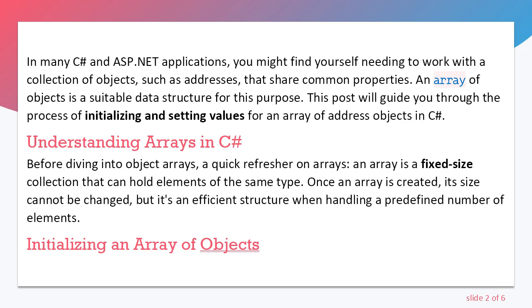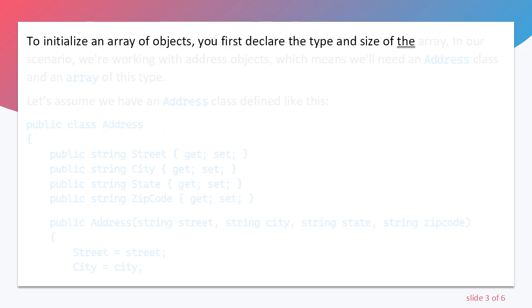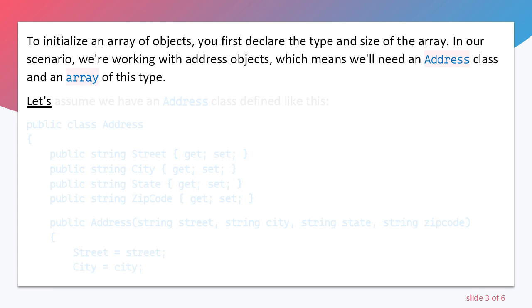Initializing an array of objects. To initialize an array of objects, you first declare the type and size of the array. In our scenario, we're working with address objects, which means we'll need an address class and an array of this type. Let's assume we have an address class defined like this.